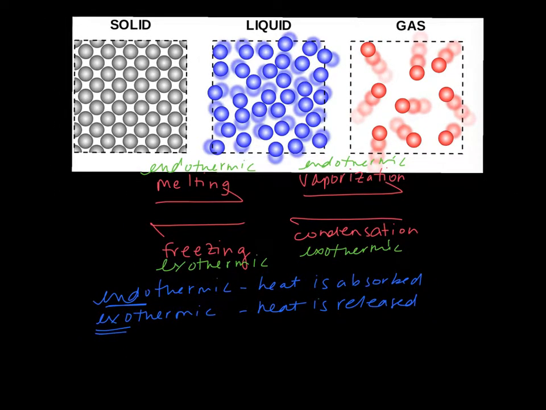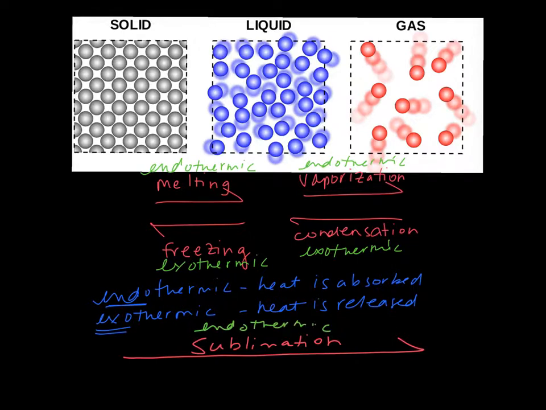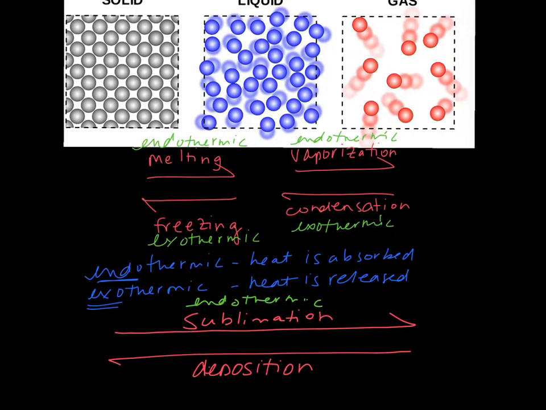Now, if we talk about the process of going straight from a solid to a gas, so going from here to here and skipping the liquid phase entirely, that process is called sublimation. And again, it's going to be endothermic because it needs a whole lot of energy to do that. And the reverse of sublimation is called deposition. And so that process is going to then be exothermic.